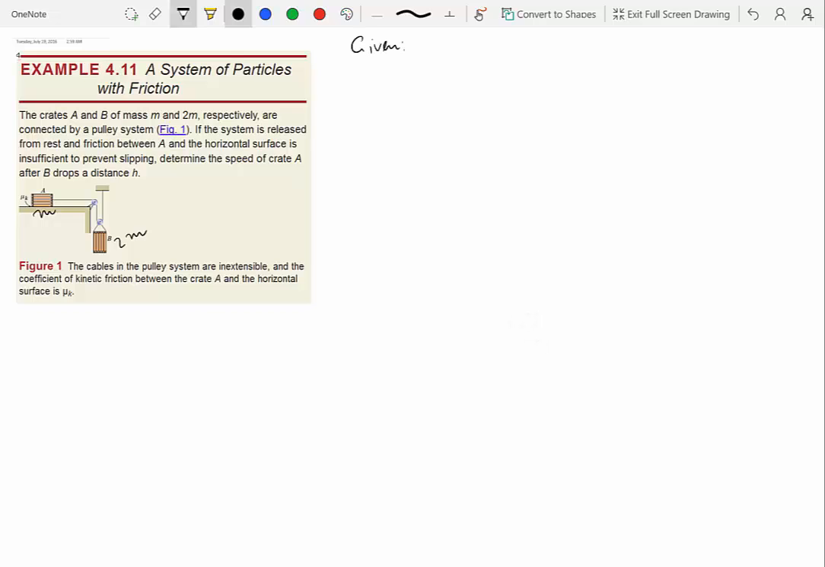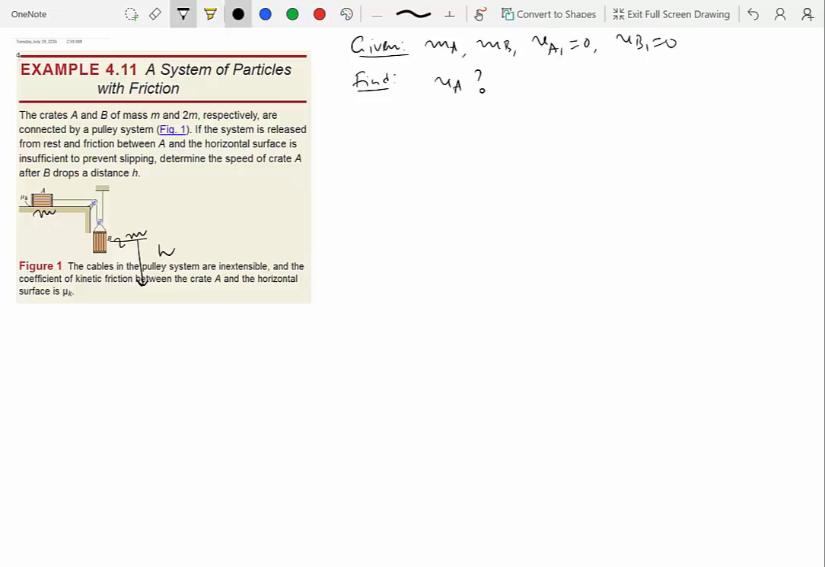So let's write that. Given the mass of A, the mass of B, and initial velocity, we'll call this VA1 to be 0 and VB1 to be 0. So we'll say A and B initially are at position 1, and at that instant their speeds are 0. If the system is released from rest and friction between A and the horizontal surface is insufficient to prevent slipping, so there is friction between A and the surface, determine the speed of crate A after B drops a distance h. So after B comes down by a distance h, the question is, what is the speed? So find the speed of A.